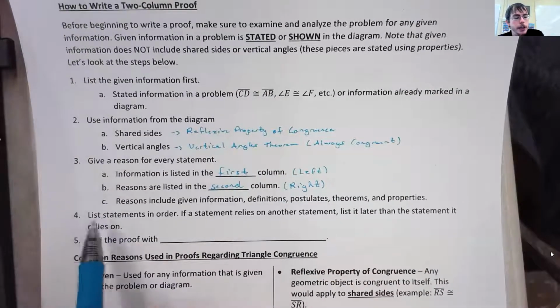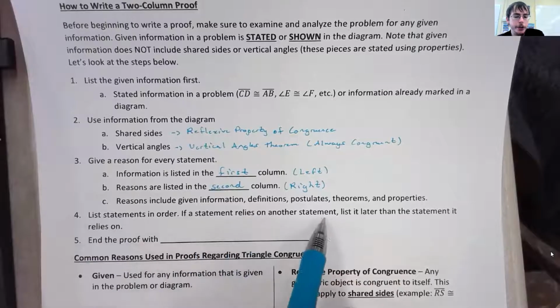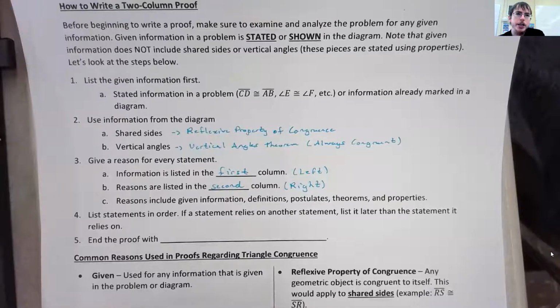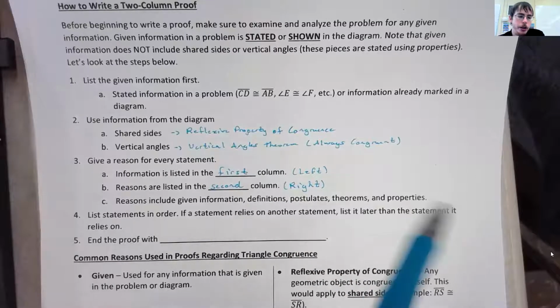Number 4, we're going to list our statements in order. If a statement relies on another statement, list it later than the statement it relies on. Okay? So in other words, it's just a logical flow of thought. You don't walk before you crawl, right? I don't know of many, if any, babies that walk before they crawl. So it would logically be saying you have to crawl before you can walk. And then you walk before you can run, and so on and so forth.